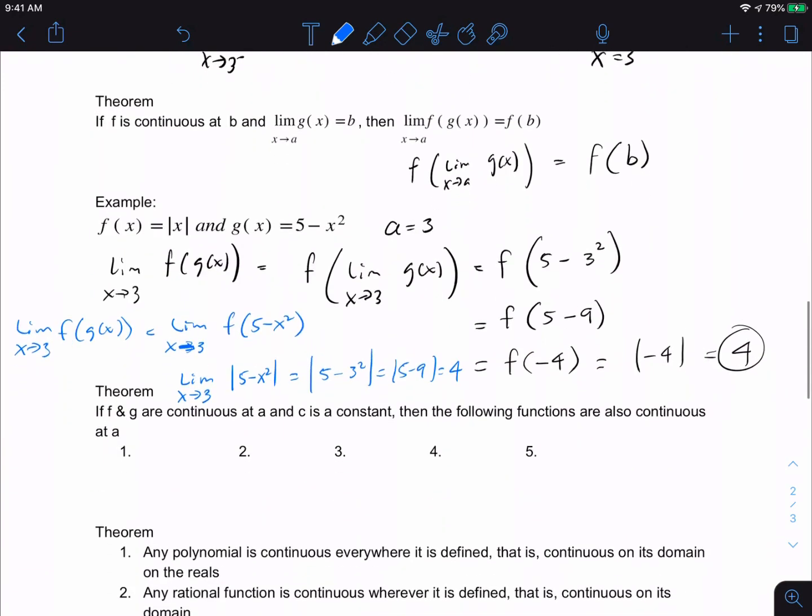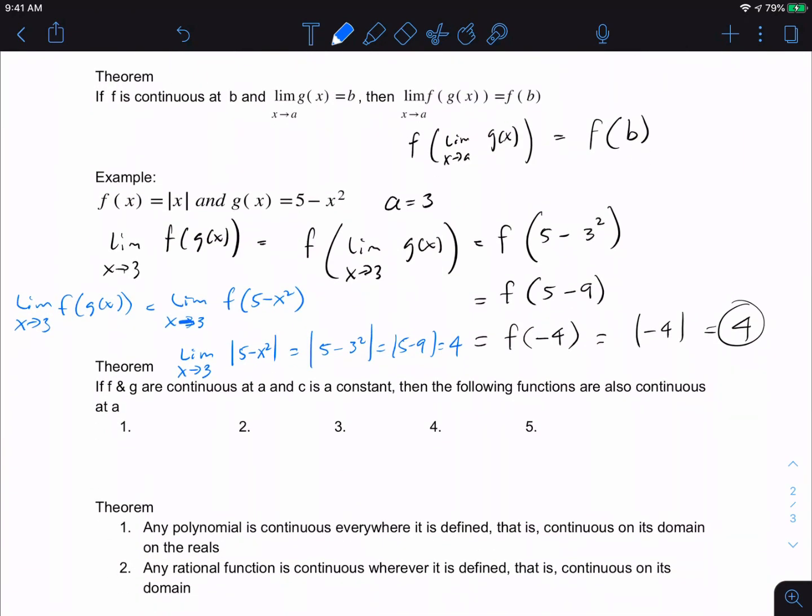Okay, there's a new theorem, and this theorem says that if f and g are continuous at a and c is a constant, then the following functions are also continuous at a. So, if f and g are continuous, then the sum of the two functions is continuous. So if f is continuous and g is continuous, if I add the two functions, it's still going to be continuous. Okay? If I subtract them, it's still going to be continuous. If I multiply either f or g by some constant, they're still going to be continuous.